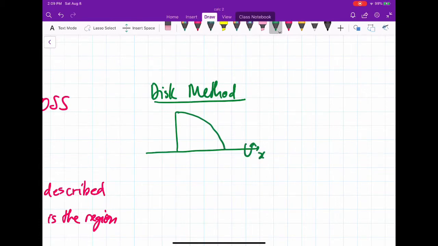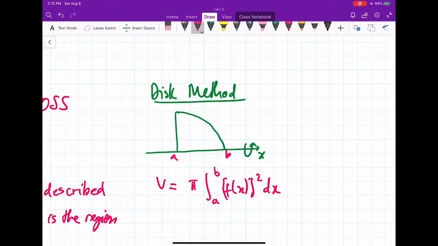You have some solid, is that correct? And the formula is V equals pi integral from a to b, this is a, this is b, of f of x squared dx. Why do we have this formula? I think we discussed this in great detail when we studied it. Usually I consider some delta x here, and you have some disk like this, and this is the function value at this point.